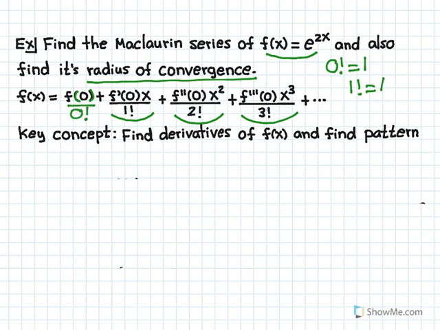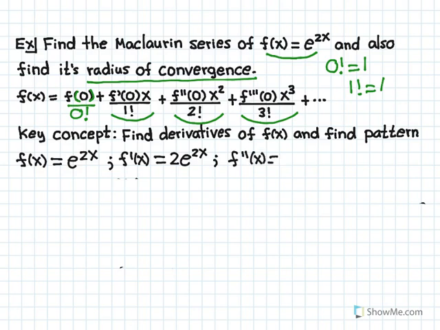All right, so the key concept is to find derivatives of the function and to develop the pattern. So let's start with f of x. f of x is equal to e to the 2x. Let's differentiate, and we get f prime of x. Apply the chain rule, we get 2 times e to the 2x. And let's differentiate again and get f double prime of x. So we get another 2 coming out of the exponent because of the chain rule, and we get 2 squared. But we don't write it as 4. We write it as 2 squared because we're trying to develop the pattern.